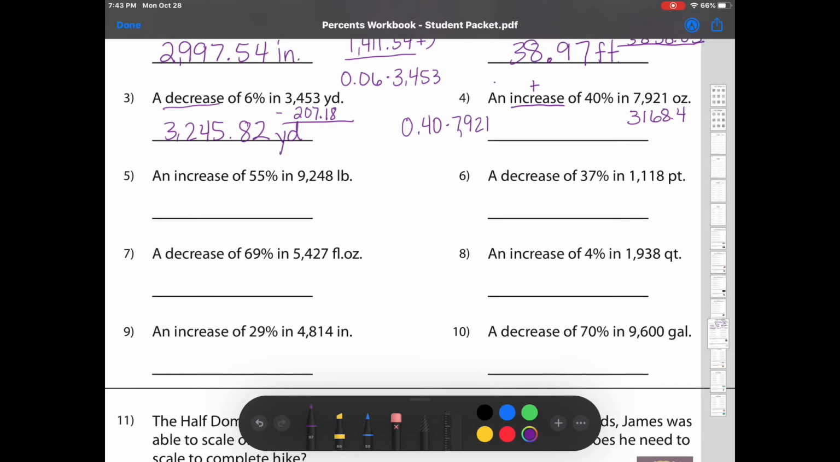3,168 and 4/10. So I put that underneath there because there, again, we're going to have to add or subtract it. In this case, it's an increase, so we're going to add that to 7,921 to get a total of 11,089 and 4/10 ounces. All right.